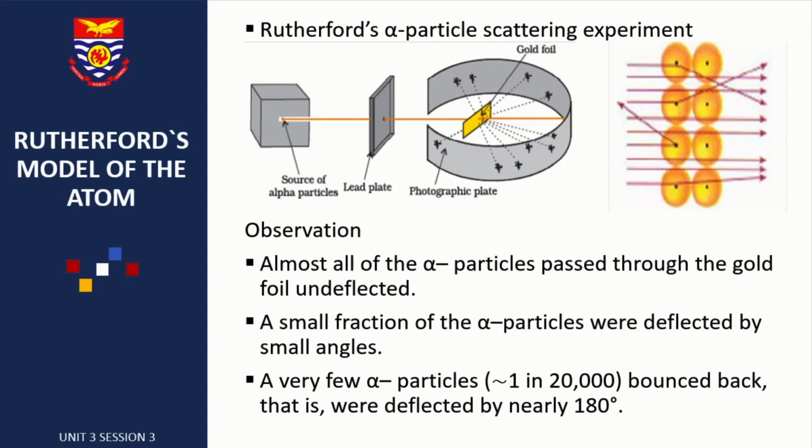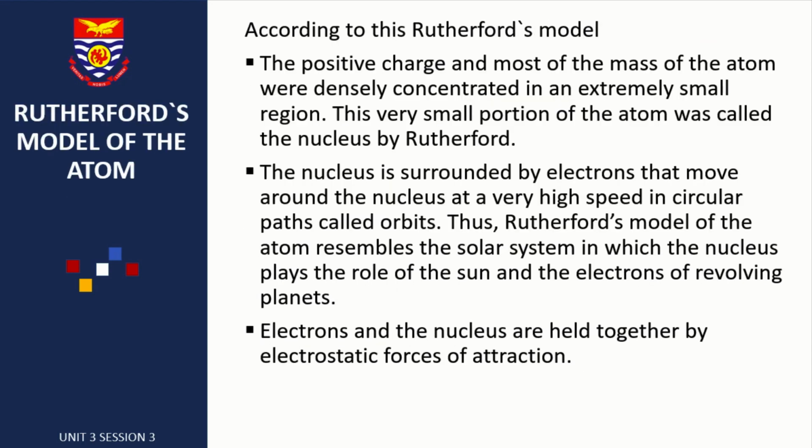The second point was that a small fraction of the alpha particles were deflected by small angles. A few alpha particles, approximately 1 in 20,000, bounced back, that is, were deflected by nearly 180 degrees. So according to this, Rutherford proposed that, first, the positive charge and most of the mass of the atom are densely concentrated in an extremely small region. This very small portion of the atom was called the nucleus by Rutherford.